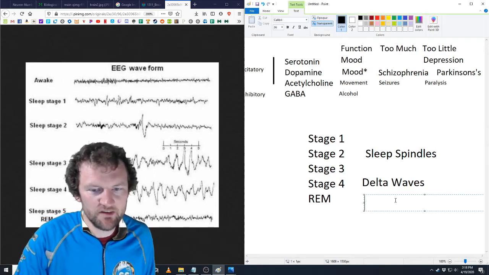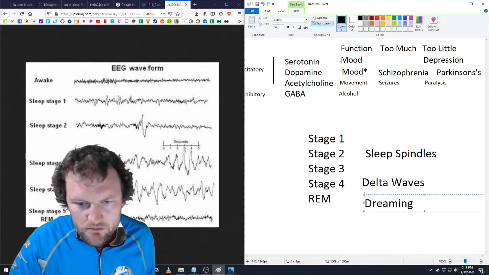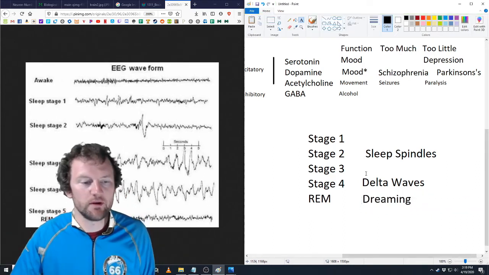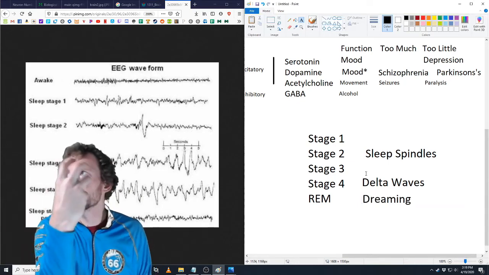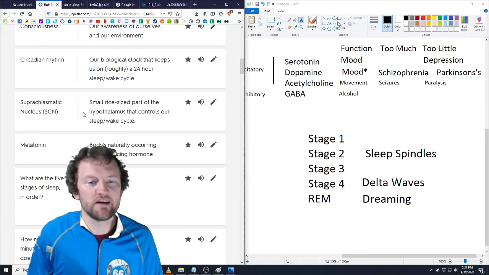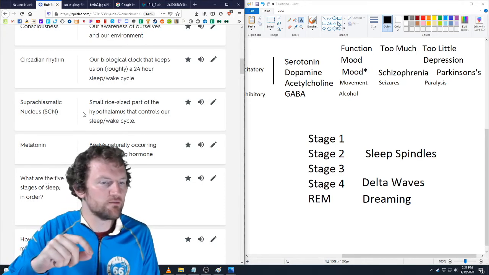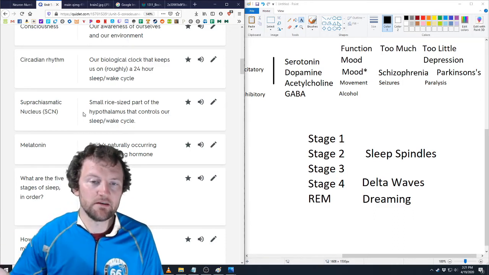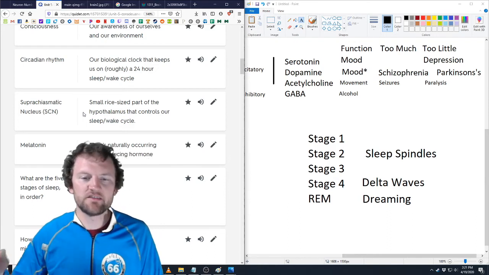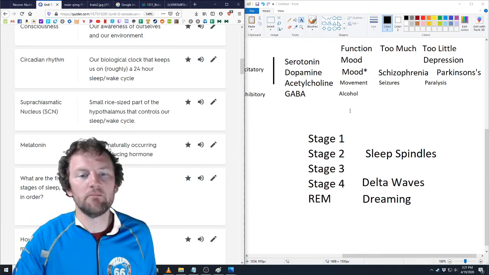REM, rapid eye movement sleep, it's the only one where you dream. So it's the one where you are dreaming, and it's rapid eye movement REM sleep because your eyes are literally jolting back and forth very rapidly. Circadian rhythm is your body's natural sleep-wake cycle, so that's your cycles of every 24 hours, every day, you go through sleeping and waking, and then roughly every 90 minutes, you'll go through all of these stages. So you'll go through 1, 2, 3, 4 REM and back.